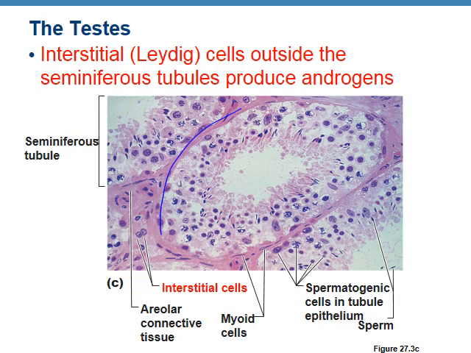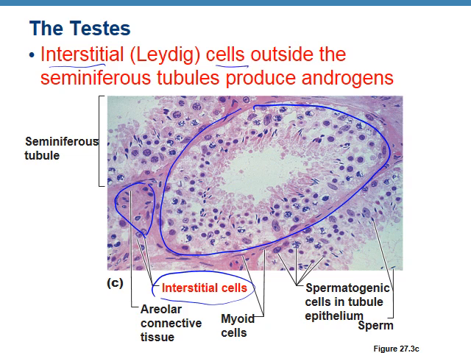Here, they're trying to show you a seminiferous tubule. And they're showing you cells off to the side. These cells are called interstitial cells. So these interstitial cells outside of the seminiferous tubule are the ones that are going to produce androgens, and in males that androgen is going to be converted to testosterone.